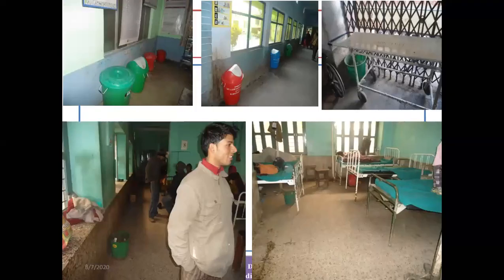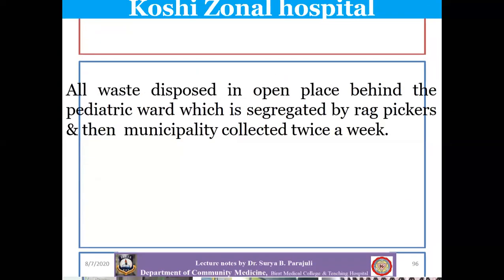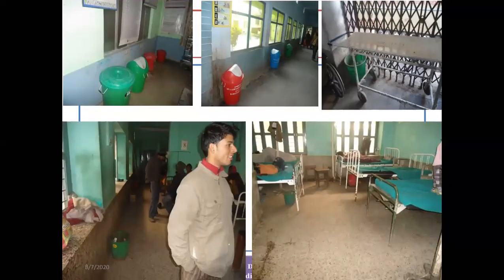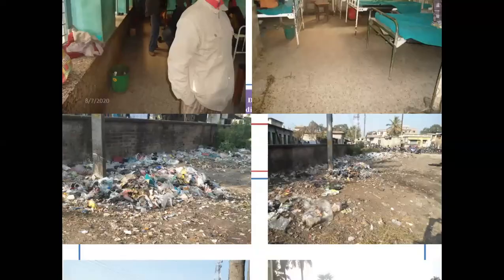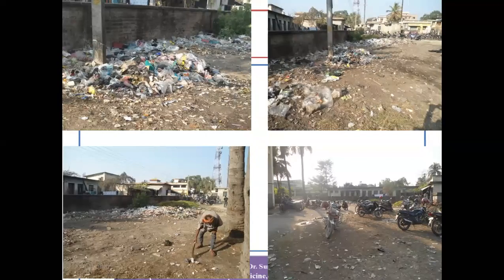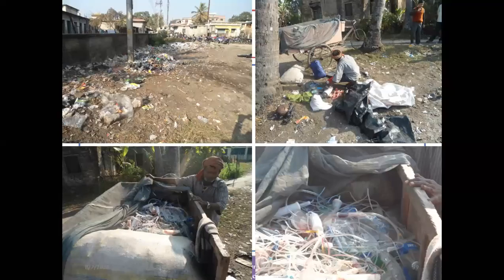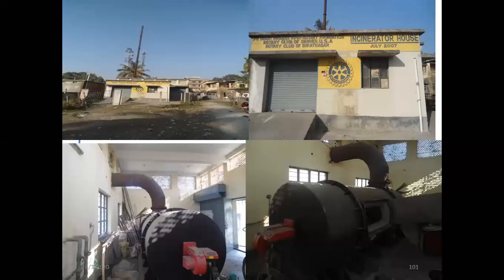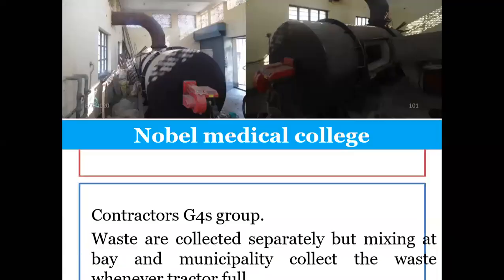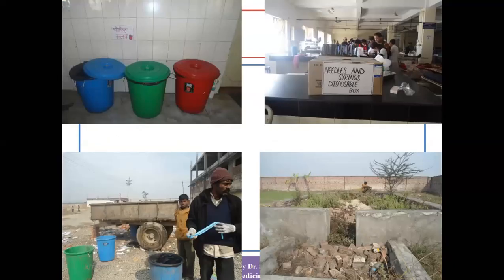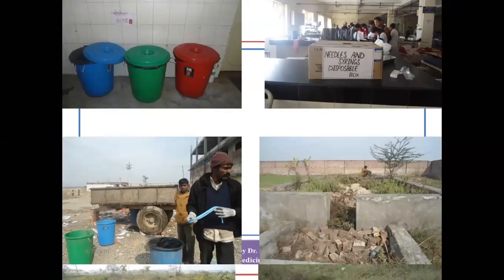This is about Koshi Zonal Hospital. Just see the figures only. You can see the hospital waste management at Koshi Zonal Hospital, and management by informal sectors. I don't want to go into detail. This is the incinerator, but it's not functional. Nobel Medical College. I don't want to show all the details. You can see they throw waste everywhere.